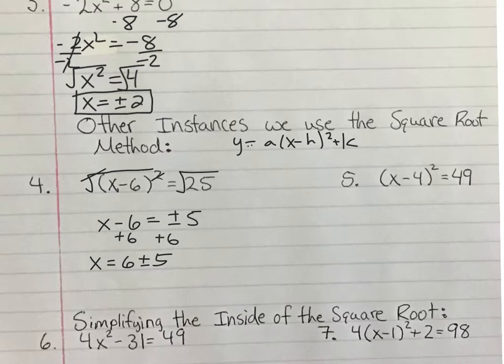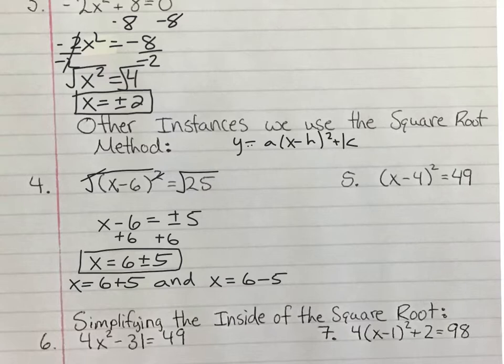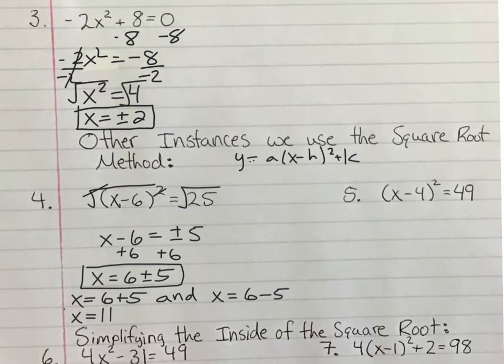Now, how do we use this? How do we operate on this? Because there are some people who will just box this in and say that is the answer. But to be more precise, the way you handle this is x could be 6 plus 5, and x could be 6 minus 5. Now, of course, we should simplify that. 6 plus 5 is 11, and 6 minus 5 is indeed 1.